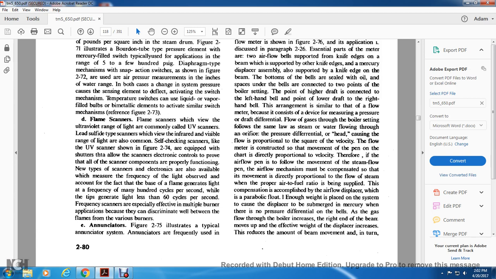When the proper airflow ratio is being supplied, the compensation accomplished for the airflow displacer is a parabolic flow. Enough weight is placed on the system to cause the displacer to be submerged in the mercury. There is no pressure differential on the bells. As gas flows through the boiler, the right end of the beam moves up, the effective weight of the displacer increases, and the beam movement is reduced in turn.